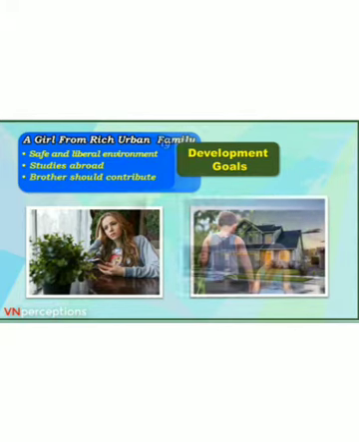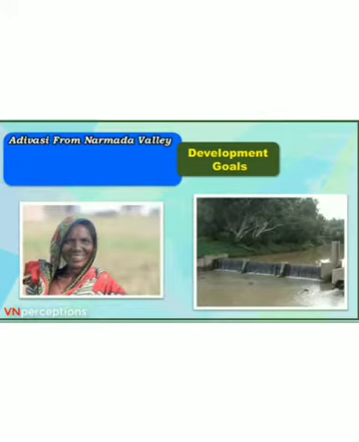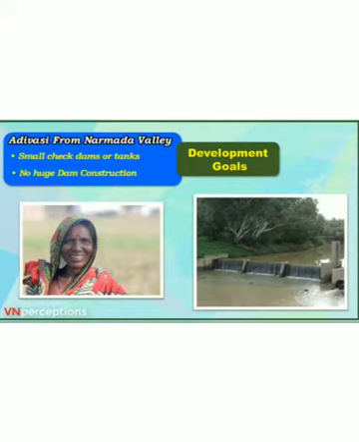Now a boy from a rich urban family needs a carefree life. Next, studies abroad. Adivasis from Narmada Valley are fighting for a cause on the river Narmada. The Sardar Sarovar Dam was developed, and because of that many villages, the villages of Adivasis, became landless. So all their requirements are small check dams or tanks. Second, they do not need a huge dam, so no huge dam construction. Understood? Because they see that whenever these dams are constructed, the villages are wiped out.